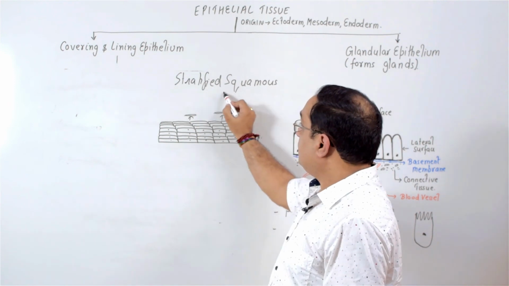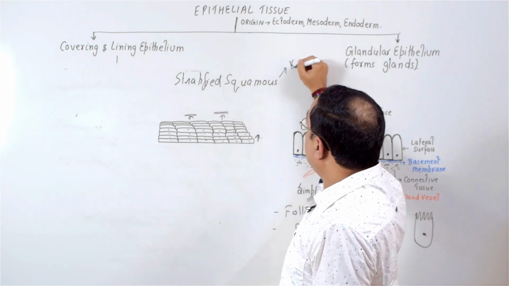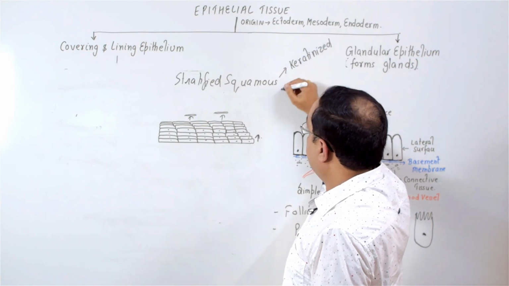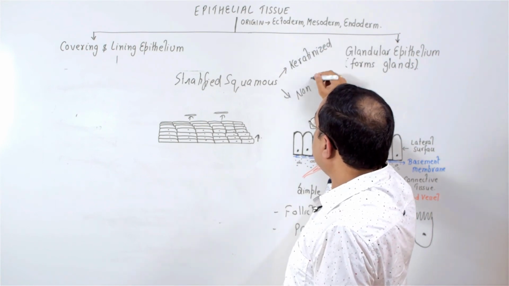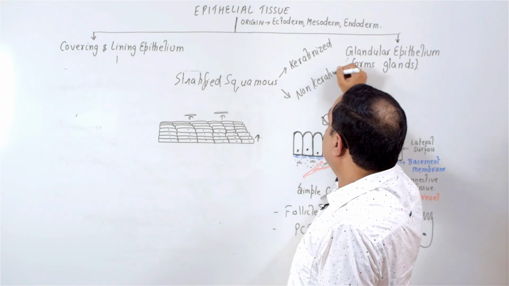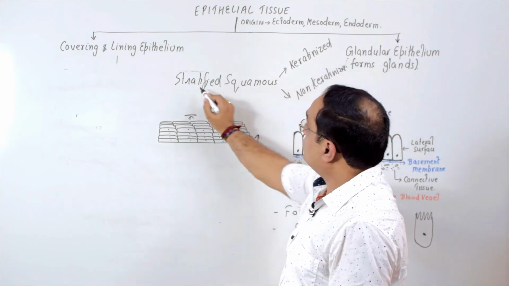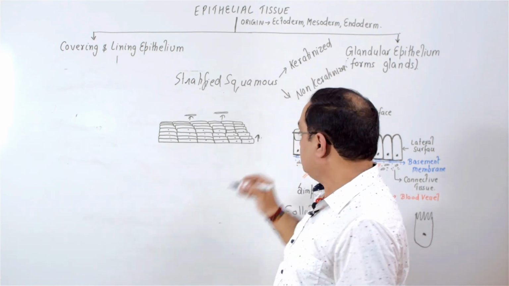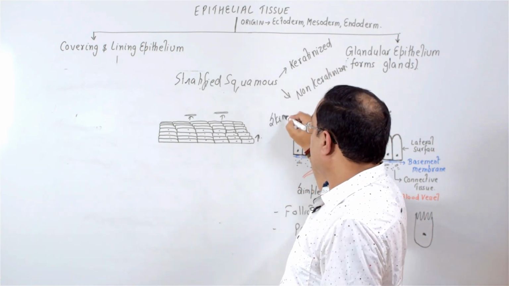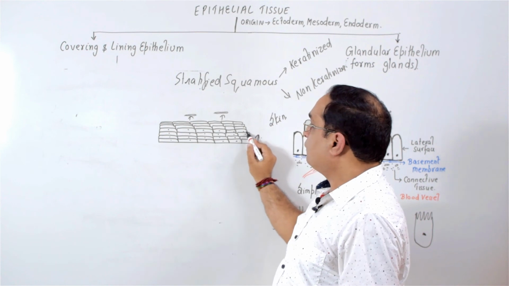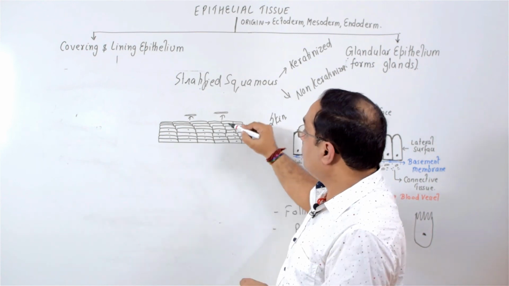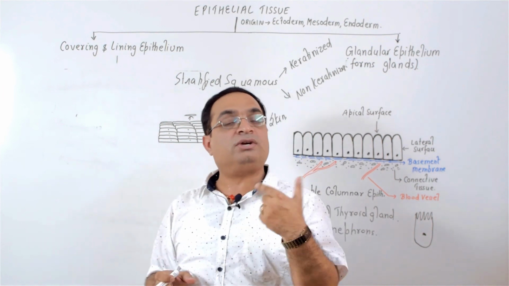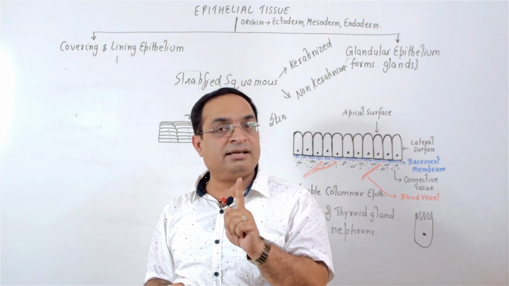As I said, it can be of two types. If the keratin protein is present, it is called what? Keratinized epithelium. If keratin protein is absent, it is called non-keratinized epithelium. So the stratified squamous epithelium with the keratin protein is present in skin. New cells are constantly formed from the basal layer and they move towards the superficial layer. So that means the outermost layer of the skin has stratified squamous epithelium and the cells are keratinized.